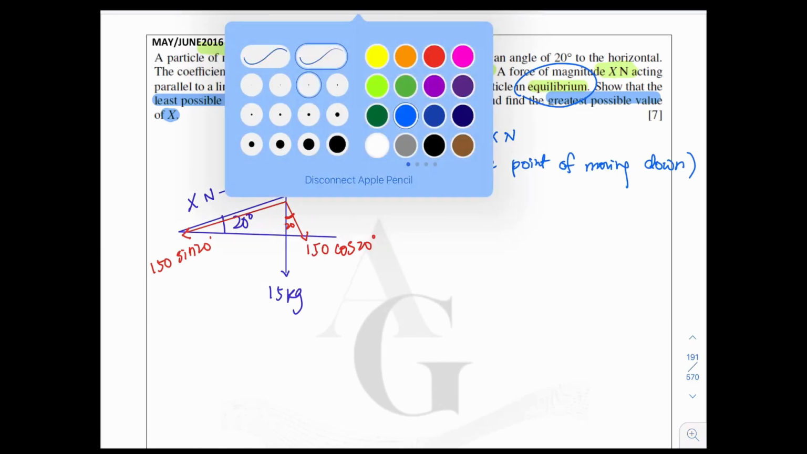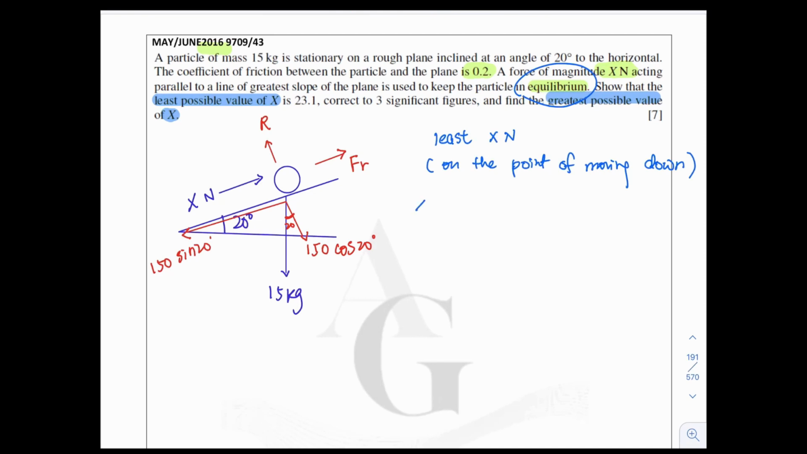Then we need to form two equations. One equation is parallel to the plane, the other equation is perpendicular to the plane. So let's have a look at the one parallel to the plane. The forces that are parallel to the plane are friction, X Newton, and mg sine theta.